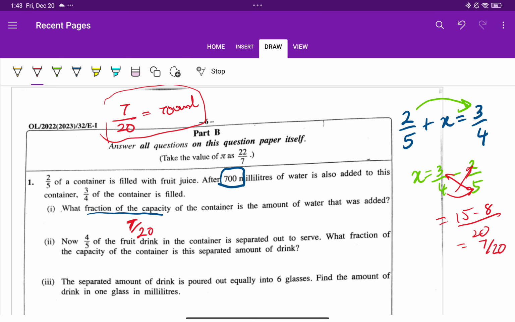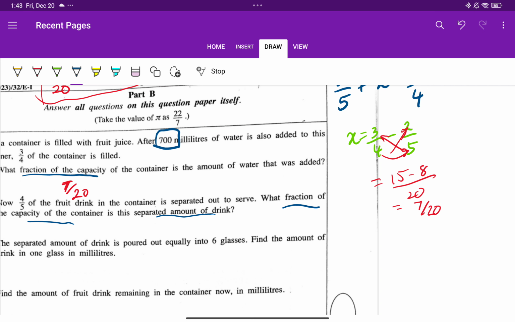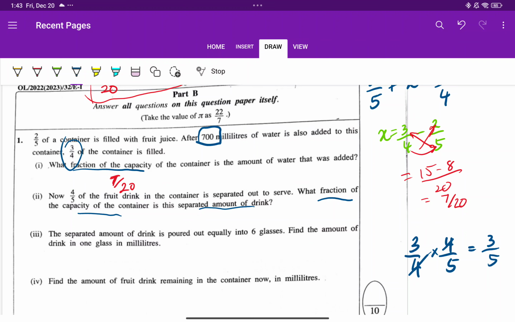Okay, let's see. Now 4/5 of the fruit drink in the container was separated out to serve. They're asking the fraction of the capacity which was separated out to serve. Now remember, the container is not full, which means it's not 1 now. The container is just 3/4 filled. So out of this 3/4, 4/5 is taken out to serve. So let's see how much was taken out to serve. 3 out of 5. So this was the fraction that was taken out to serve, right?